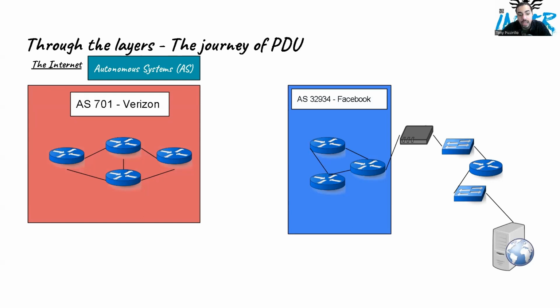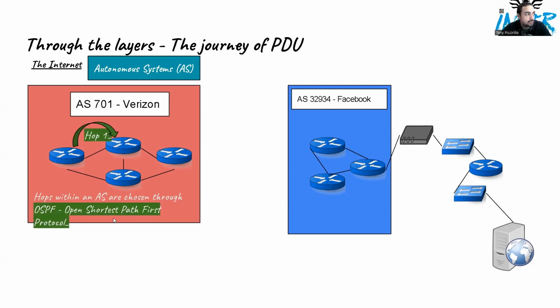And on the right side is AS32934, which is Facebook's autonomous system, which is connected to the web server we're trying to request website data from. Inside the Verizon autonomous system, our PDU is hopping from router to router using the OSPF routing protocol.